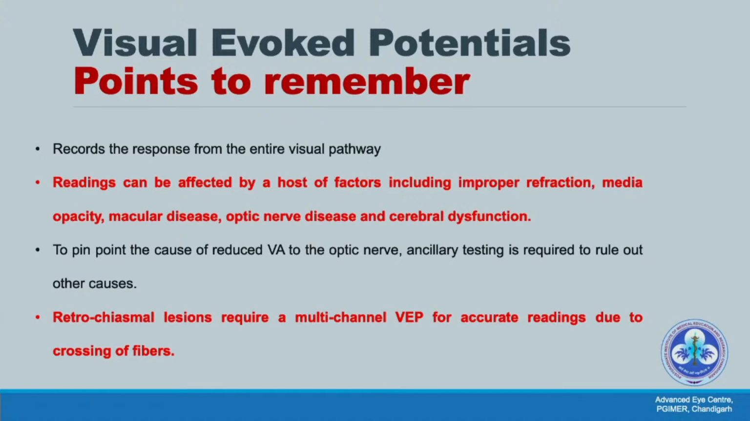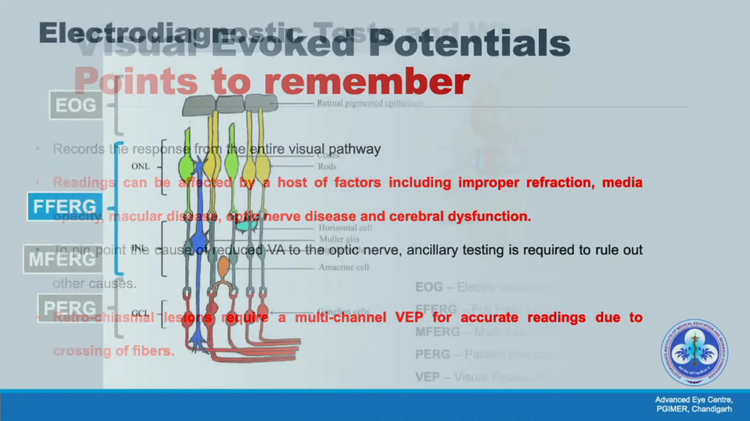There are single channel VEPs that we mostly use in ophthalmology. They are going to test up till the optic nerve. Beyond that, they can't test because the fibers have crossed. They are going to give you a signal whether it is reduced or not, but they won't be able to pinpoint the problem. So retrochiasmal lesions need multi-channel VEPs, where you can get signals from both the lobes separately and try to separate the signals.